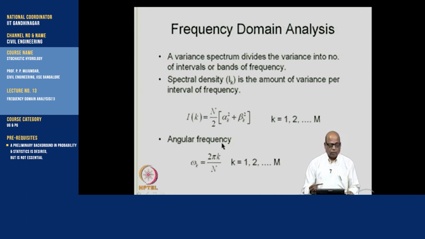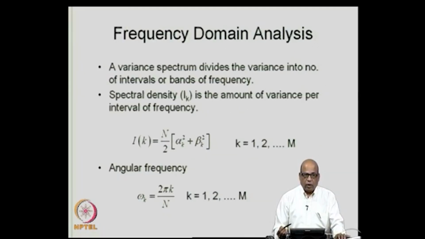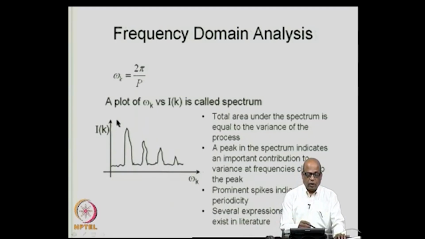Similarly, the frequency that we introduced, namely f k is equal to k by n, is now converted into angular frequency by writing it as 2 pi k by n. So, omega k here is 2 pi k by n, again written for k is equal to 1 to maximum lag. A plot of I k versus omega k, with omega k on the x axis and I k on the y axis, is called the line spectrum, or simply the spectrum in many cases, and it looks typically like this.